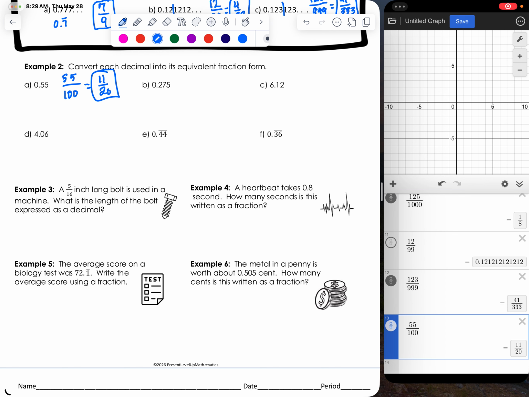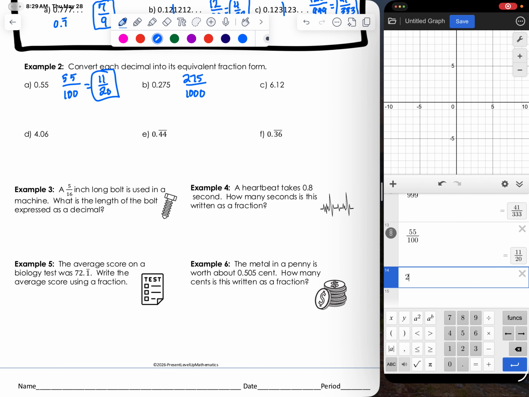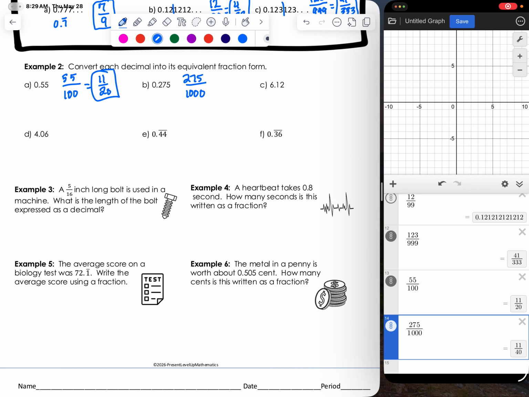All right. B, 0.275. This is another terminating decimal, so I'm going to use its place value. So 275 becomes my numerator, and this is to the 1,000ths place. So 1,000ths becomes my denominator. And then again, I'll use my calculator to reduce this fraction for me. 11/40.